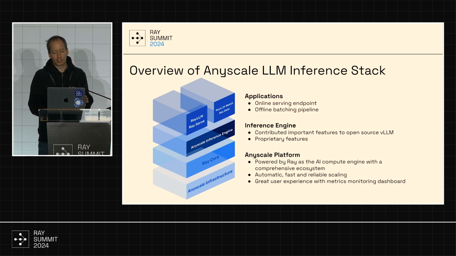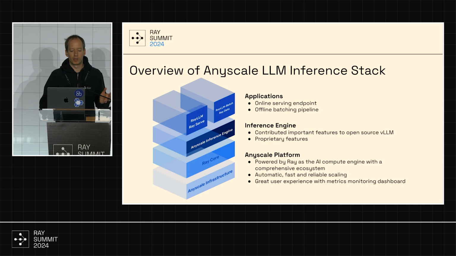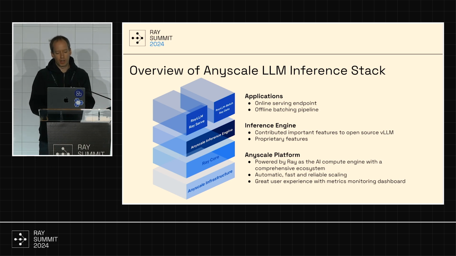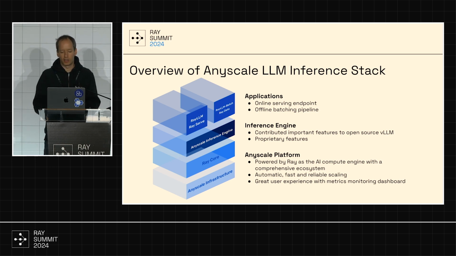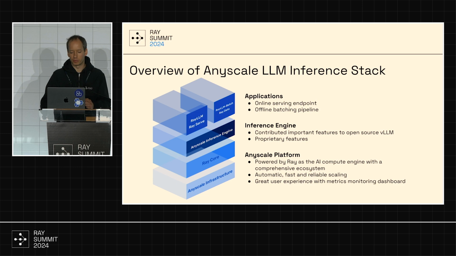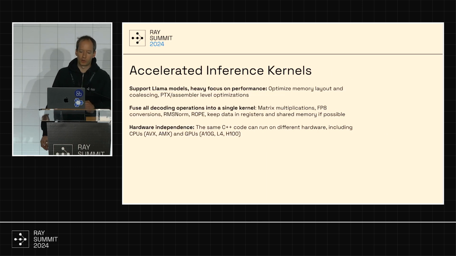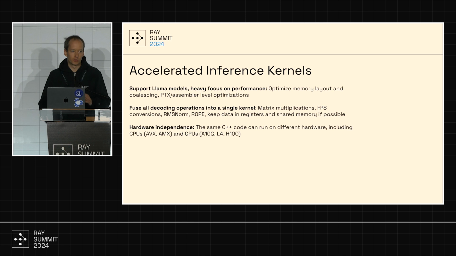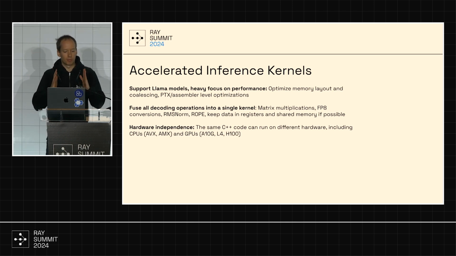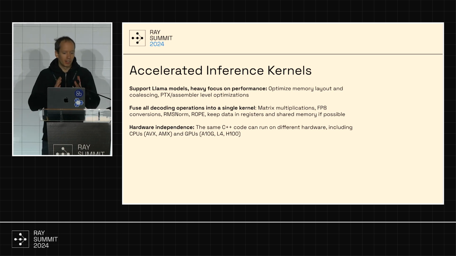So we support online serving with RayLLM and RayServe, and then offline batching with RayLLM Batch. We will talk about that in a little bit. So first I wanted to talk a little bit about the accelerated inference kernels that we've been developing. So this is really a set of kernels that supports a more restricted set of features and models, but it's really optimized for performance.